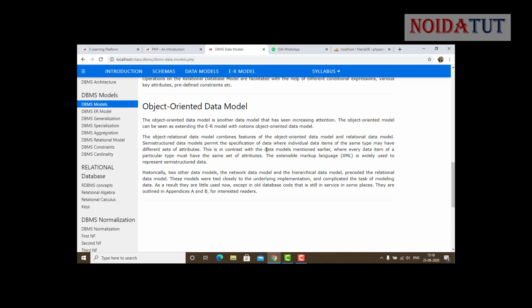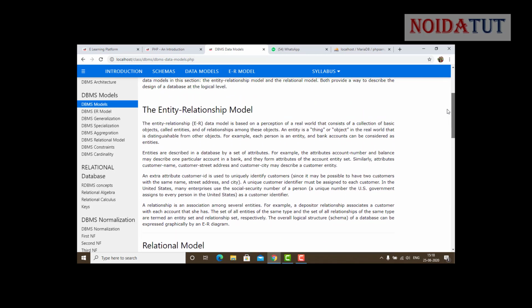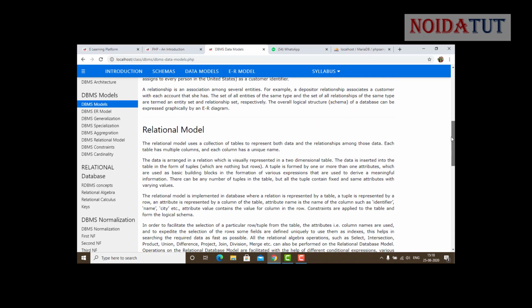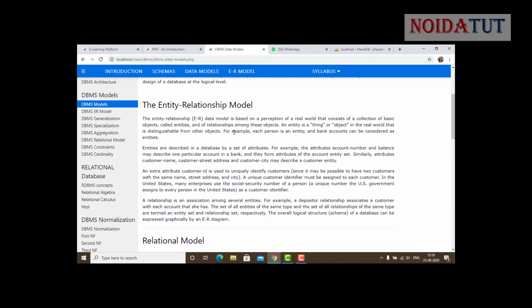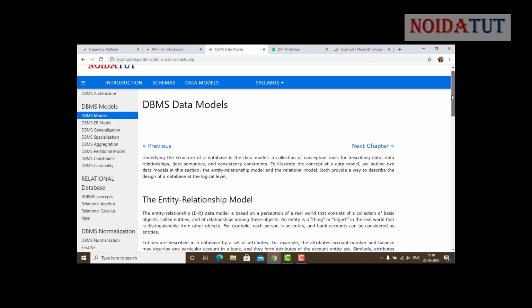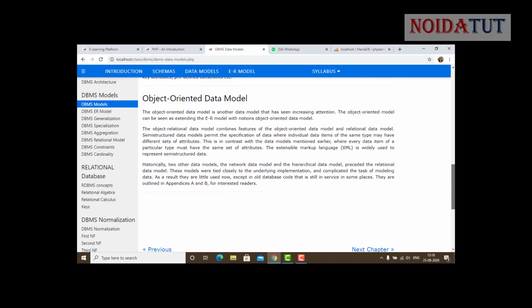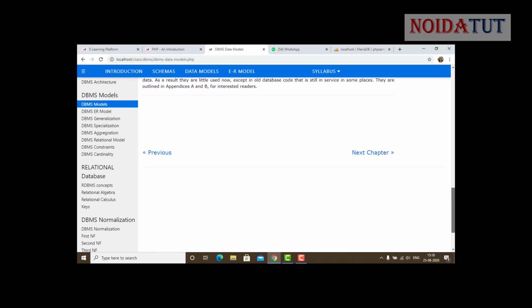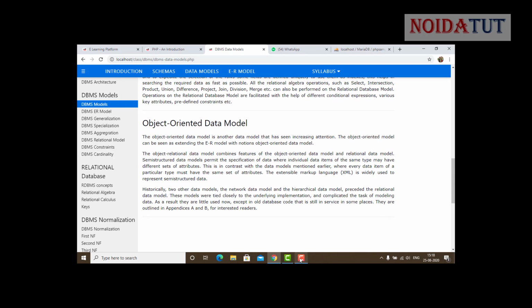Now, the object oriented data model, which can be taken as an extension of the ER model. Basically, we are going to go through the ER model and the relational model, which we are going to use in our practical examples in our further practice. These things are very important. In our forthcoming chapters, we are again going to have a brief description of the ER model.